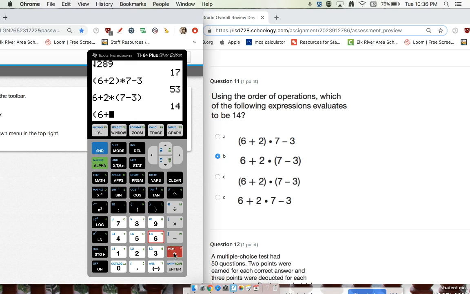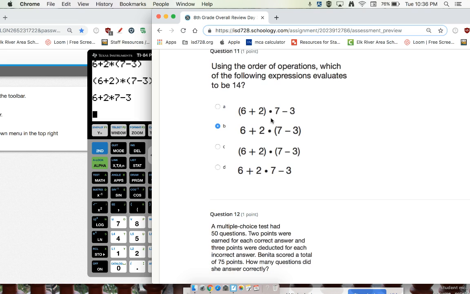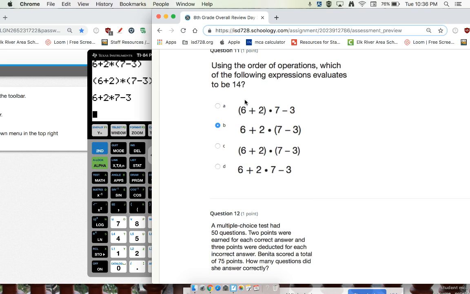Parenthesis, 6 plus 2, parenthesis, times parenthesis, 7 minus 3, hit enter. That's 32, so not your 14. And then I have 6 plus 2 times 7 minus 3, no parentheses on that one, and that is 17. So there's only the one right answer. And the last one I'll do for this one.